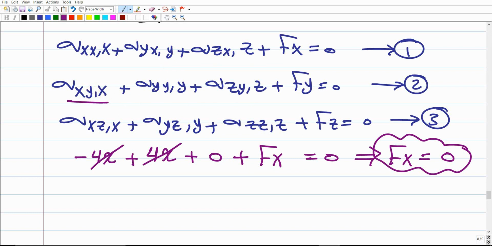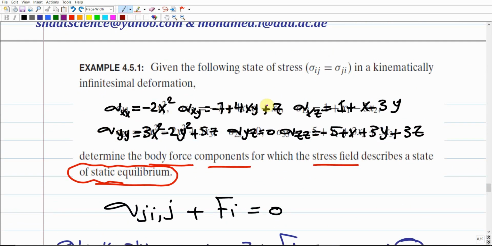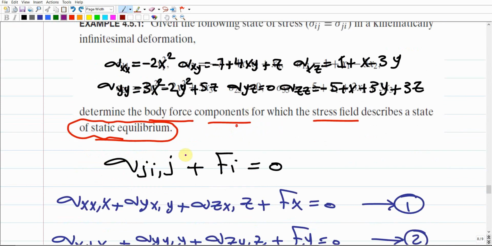We used sigma xy before, but we did the derivative with respect to y. Now we're going to do the derivative with respect to x. Sigma xy with respect to x, which is this one with respect to x. The first term will be 0, the third term will be 0, and the second term with respect to x is going to give us 4y.